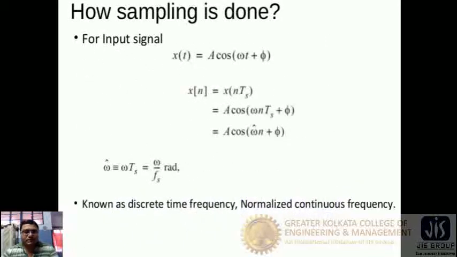So here we can see a mathematical representation of sampling, how the sampling is being done. It is a cosine function, and we can represent the mathematical notation of the sampling, where omega is the angular frequency. So in this way we can get a mathematical representation of sampling.